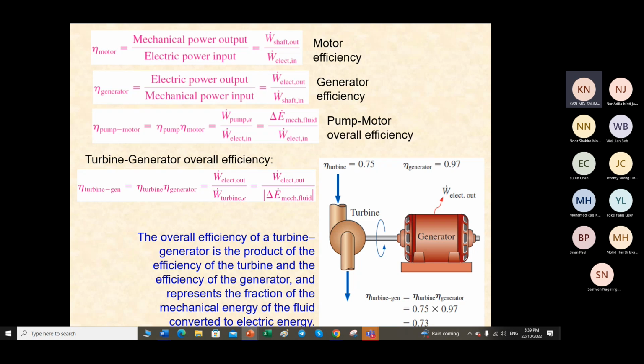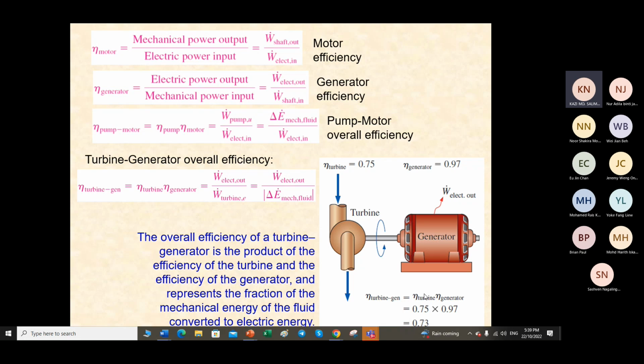And then the fluid energy, that is the water flowing through this water turbine, that is the fluid's energy. If we consider this, then that will give us W electric output by delta E mechanical fluid, that's giving us the overall efficiency of the generator and turbine there. So that is the information we get.